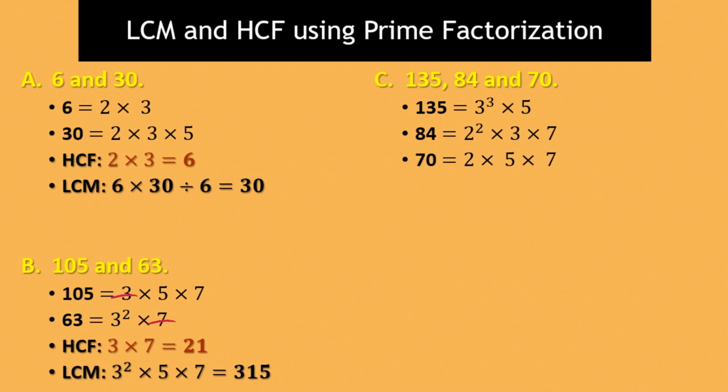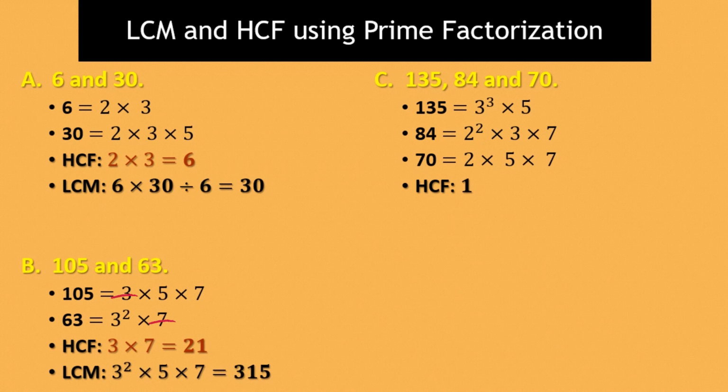Example C. 135 has 3. 84 has it, but 70 does not have it. It has 5. 84 does not have it, but 70 has it. This means that all three of them have no prime factor in common. Therefore, the highest common factor is automatically 1. I hope that makes sense.